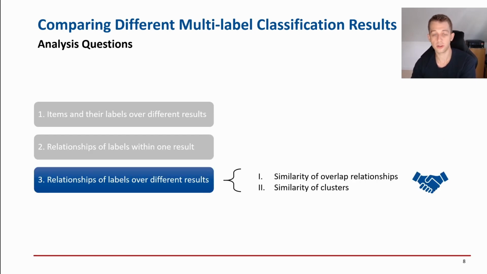And the third one is the logical continuation of the first two. Here we are interested in the relationships of labels, but over different results. So we take the insights we gathered in category 2, and now we compare them over the different multi-label classification results. So especially we're interested in the similarity of the overlap relationships that form and also the similarity of clusters.